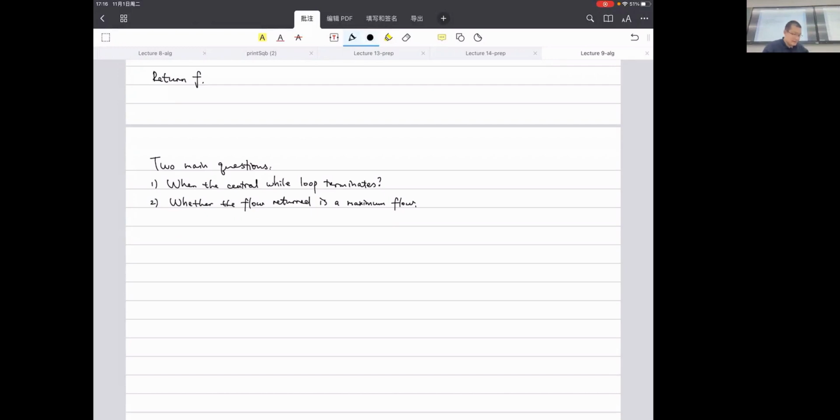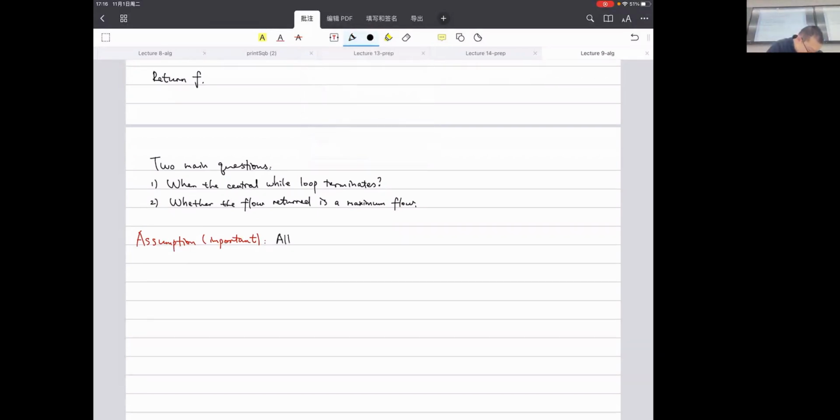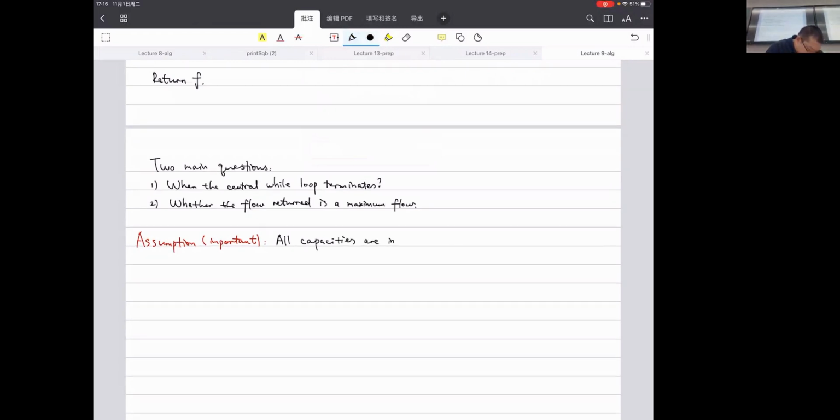So here, another very important assumption that we are going to make is that all capacities are integers. This assumption is quite important in the discussion below. In general, for the max flow, the min cut problem, and a lot of applications of the max flow algorithms, we make the assumption that all capacities are integers.